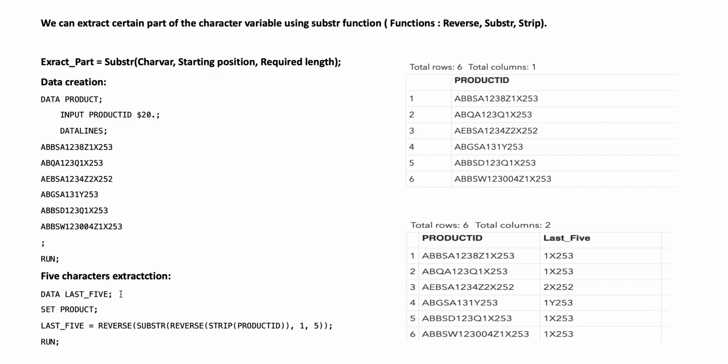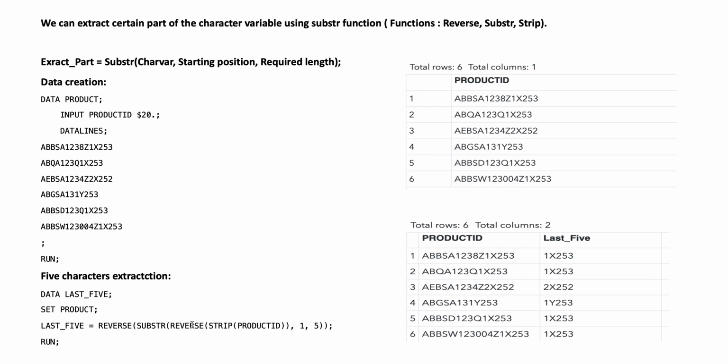In the second set of code, the data set name is last 5. SET product means we are using the previously created data, and we are creating one new variable, last 5, which equals reverse(substr(reverse(strip(product ID)), 1, 5)). First of all, the strip function is applied to product ID to remove leading and trailing blanks.